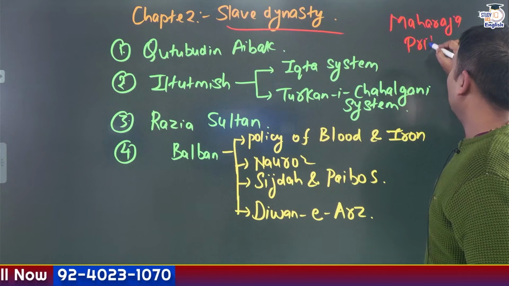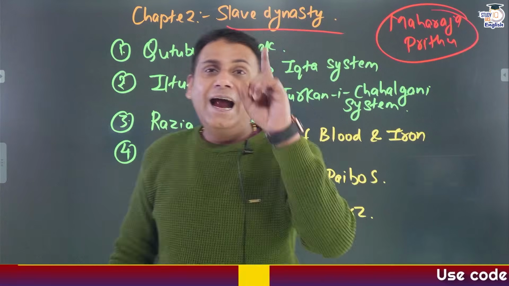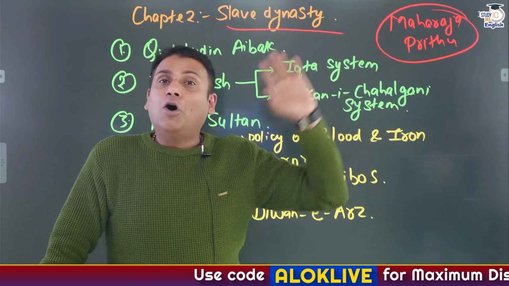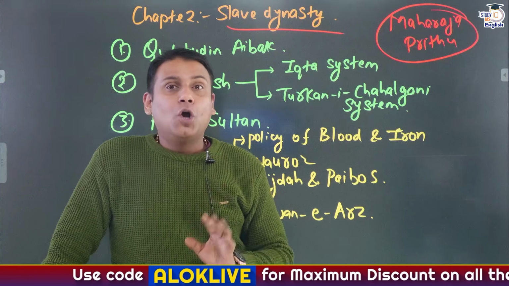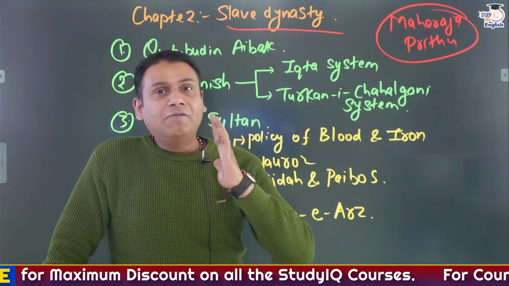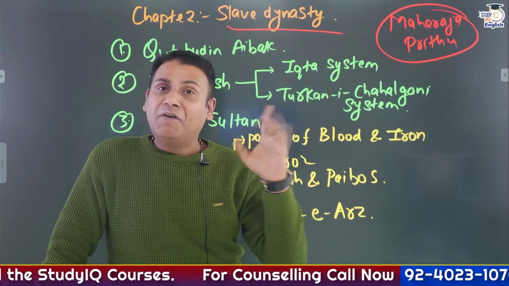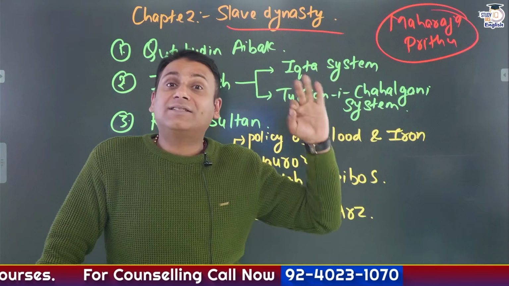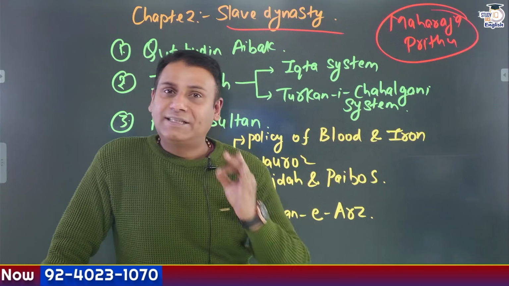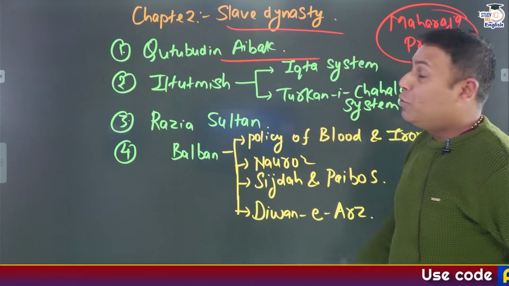Maharaja Prithu is also referred to as the savior of Assam, and he had defeated Bakhtiyar Khilji. Now, after the death of Muhammad Ghori, Qutbuddin Aibak declared himself independent. After declaring himself independent, Qutbuddin Aibak laid the foundation of a dynasty referred to as the Slave dynasty, also referred to as the Mamluk dynasty. And Qutbuddin Aibak was the founder of the Slave dynasty.